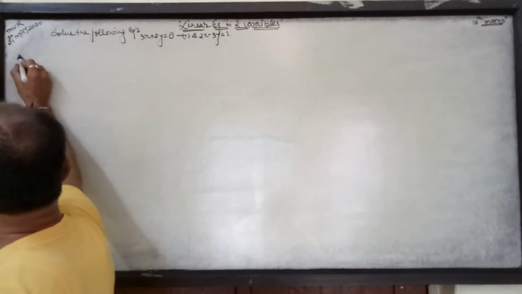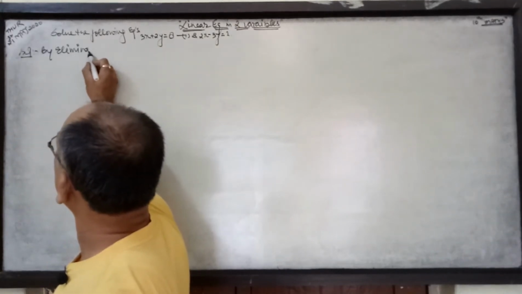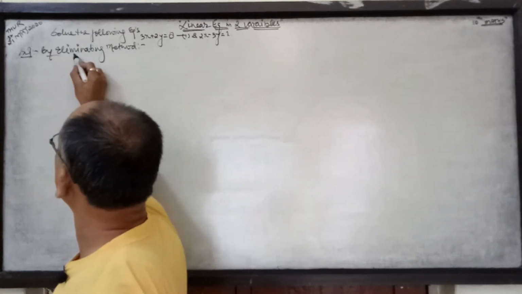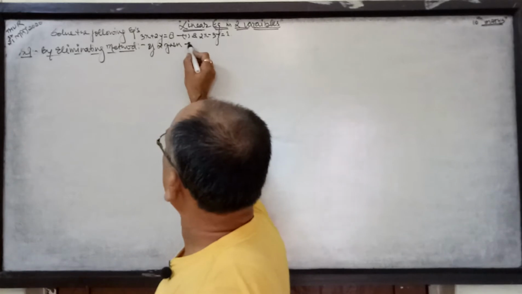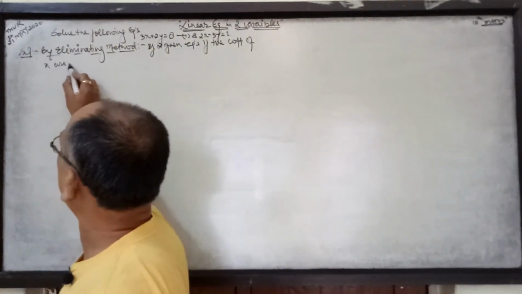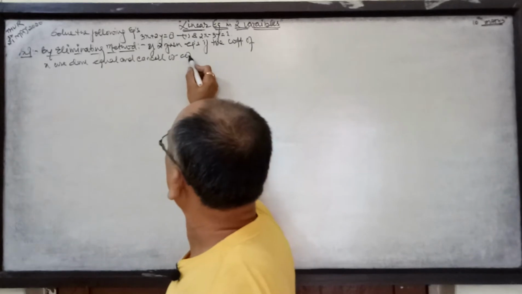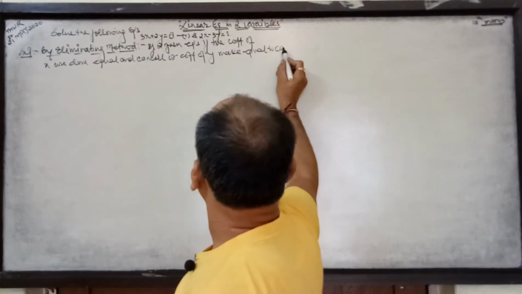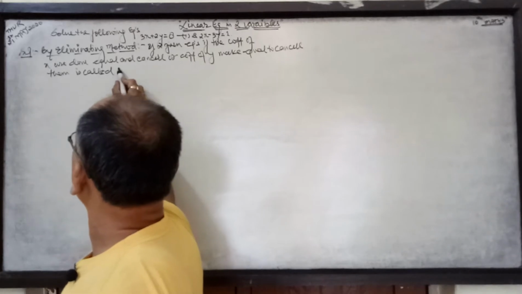Now in the solution, I am coming to the elimination method. In the two given equations, if the coefficients of x are made equal and cancelled, or the coefficients of y are made equal to cancel them, it is called the eliminating method.